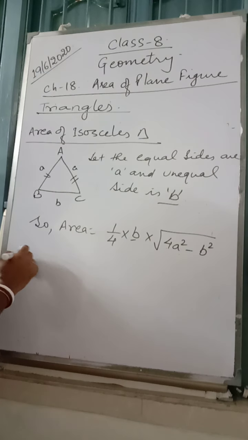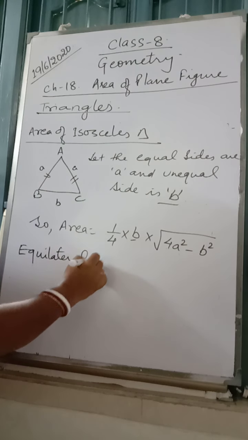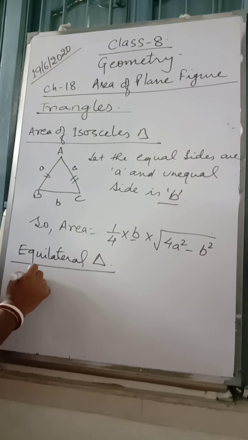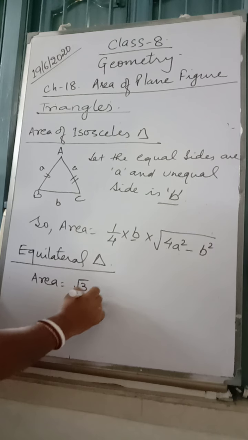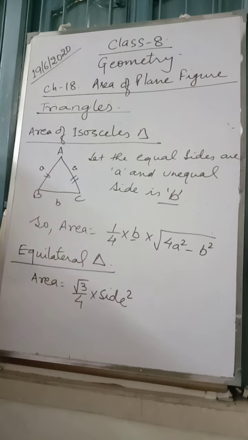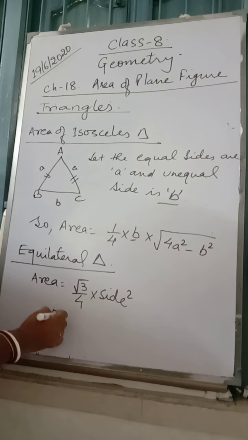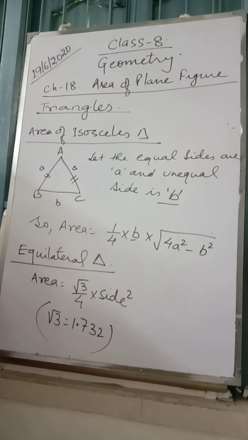Now if we have an equilateral triangle, area is root 3 by 4 into side square. As we know, in an equilateral triangle all three sides are equal, where root 3's value is 1.732. The value of root 3 is this. Okay? And if it is a right angle triangle, half into base into height we have to use. Okay? Now next we have circle.